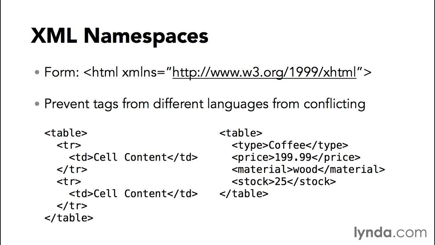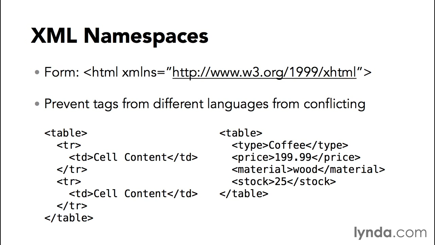Well, if I try to use my XML table inside my HTML table, that's going to cause problems, right? The browser is going to look at that table tag and say, wait a minute, what is type? What is price? I've never seen this before. So if we want to take the XML data from the furniture table and include it in our HTML file, we need a way to make sure that the two table tags don't collide with each other. That's where XML namespaces come in.